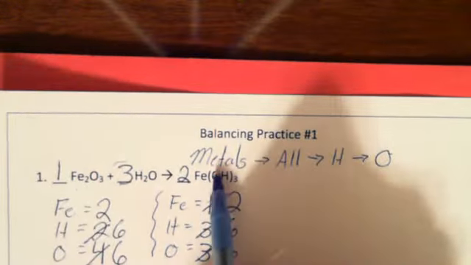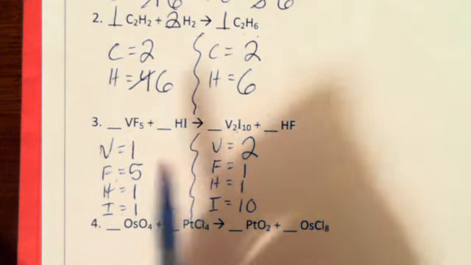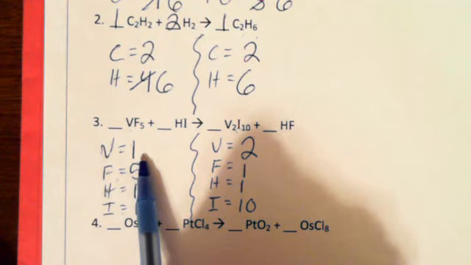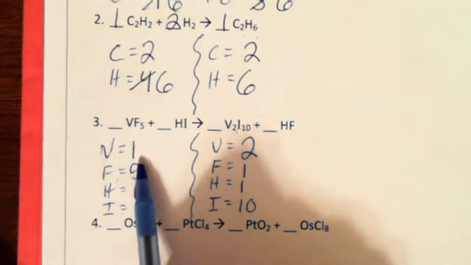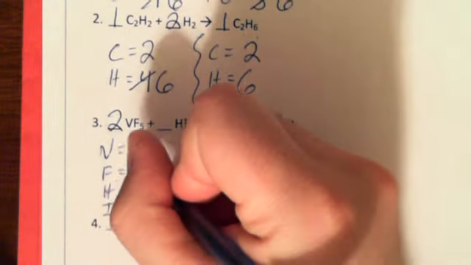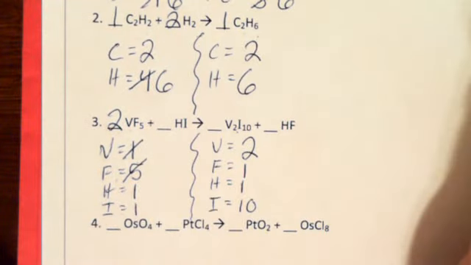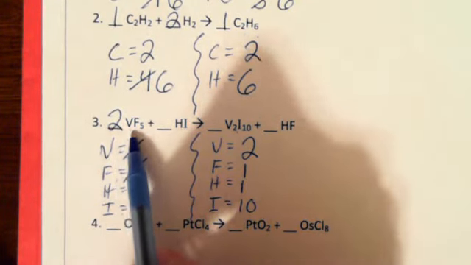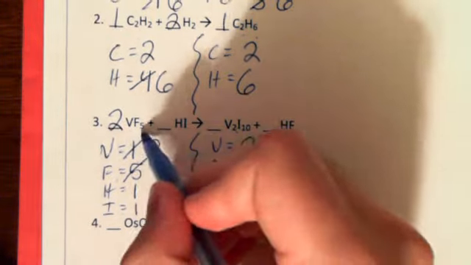Now, remember, you can take your pick on which ones you want to start with, but in general, good idea, start with your metals. So, of V, F, H, and I, the V is a metal. Let's start with him. To fix this, I have to put a 2 right here to make this 1 into a 2. So I'm going to put a 2 right here. This is going to affect the V, the vanadium. It's going to affect the F, the fluorine, as well. So I'm going to cross them both out. The V's are now 2. The F's are now 10. 2 times 5.